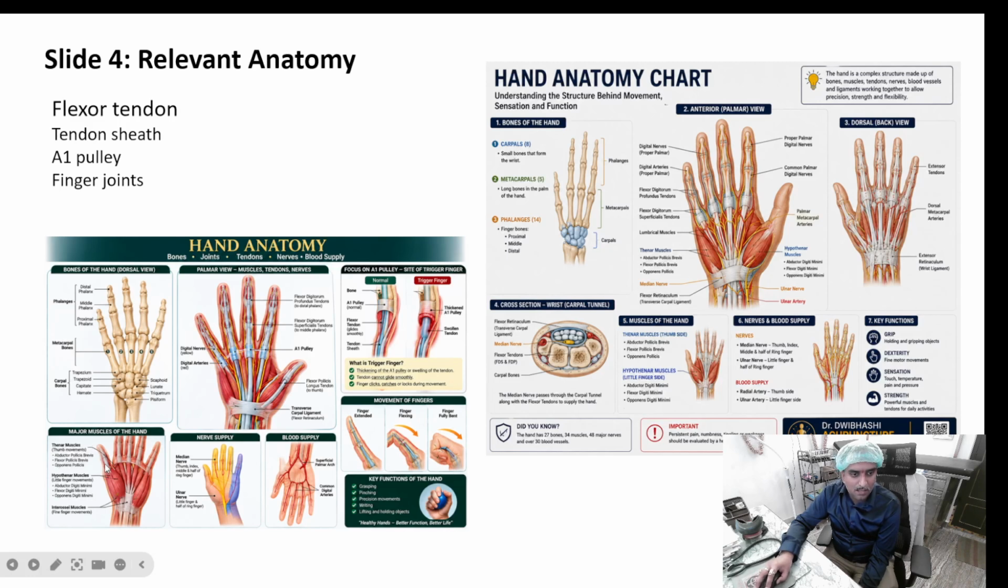Major muscles: thenar muscles, hypothenar muscles, and interosseous muscles. These are for the fine finger movements. And here is the nerve supply. The ulnar nerve supplies the little finger and half of the ring finger. The rest of the fingers are supplied by the median nerve: thumb, index, middle, and half of the ring finger. And here is the blood supply: the superficial palmar arch and the common digital arteries.